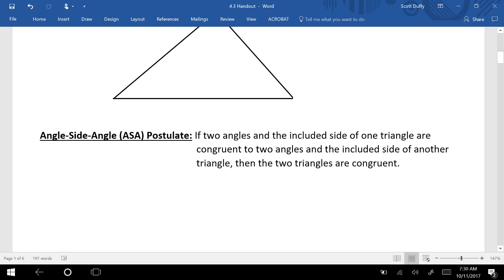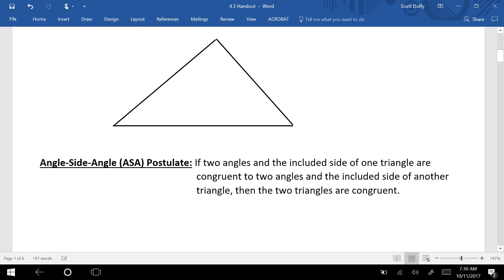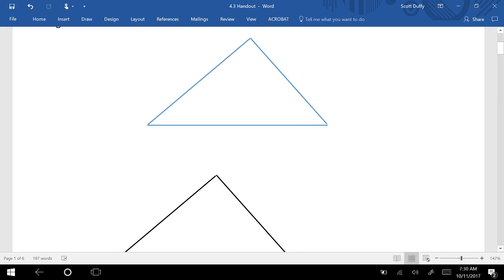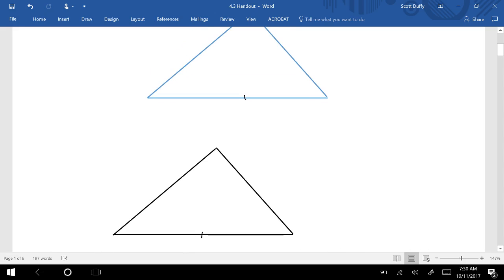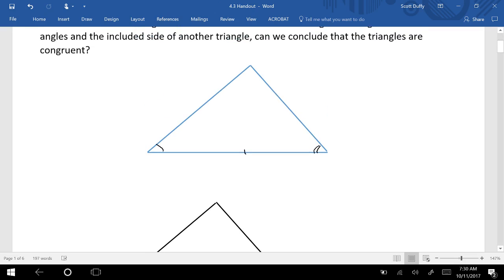So the angle side angle postulate says that if two angles and the included side of one triangle are congruent to two angles and the included side of another triangle, then the two triangles are congruent. So basically, if we are given that this side is equal to this side and this angle is equal to this angle and this angle is equal to this angle, then the other sides and the other angle will also be congruent.